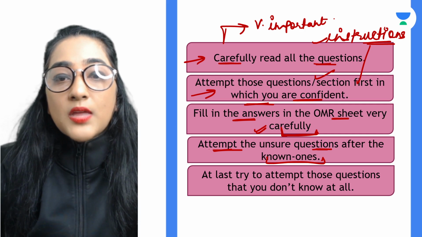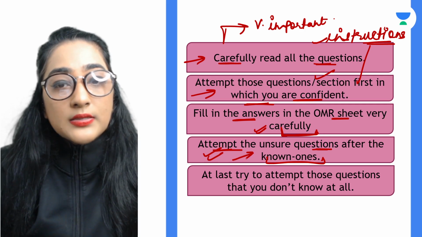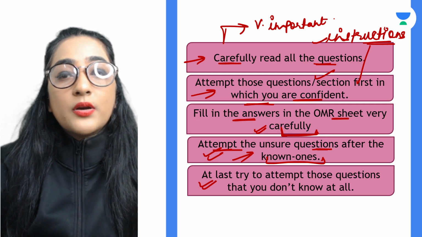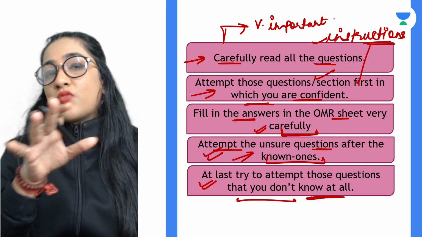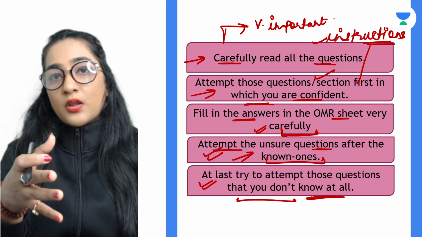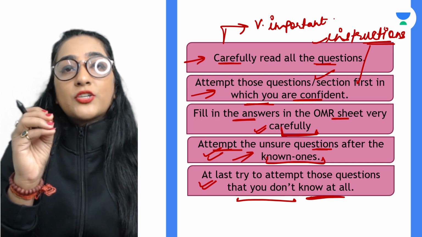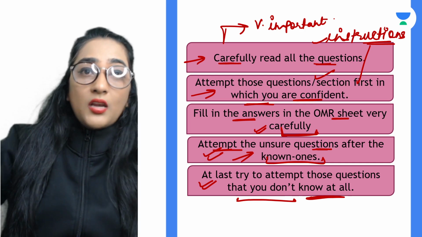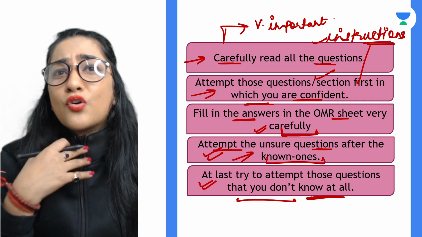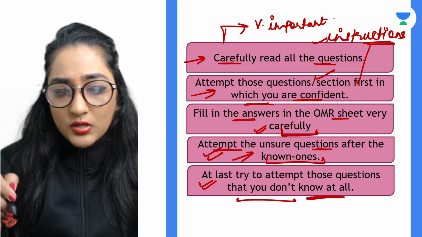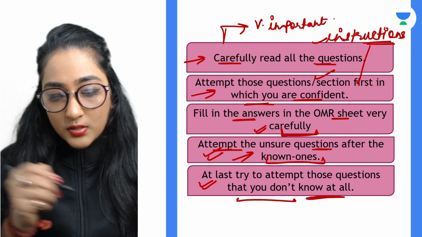So attempt the unsure questions after the known ones, and at last try to attempt those questions that you don't know at all. That is the best tip and strategy I'm sharing with all of you: attempt the questions that you're not aware of at the very last. Do not keep them in the very beginning, because when you're attempting the questions, you'll be like, I'm not sure about this, I'm not sure about this.